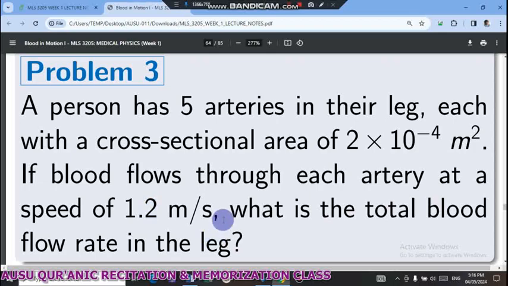So the total flow rate is the total flow rate in all the 5. You get the flow rate in the first one, the second one, the third one, the fourth one, and the fifth one. And since they have identical cross-sectional area, they have identical speed. So when we multiply the area by the speed, we will get the flow rate in each of them. Then we multiply by 5 to get the total. That is what we will do.